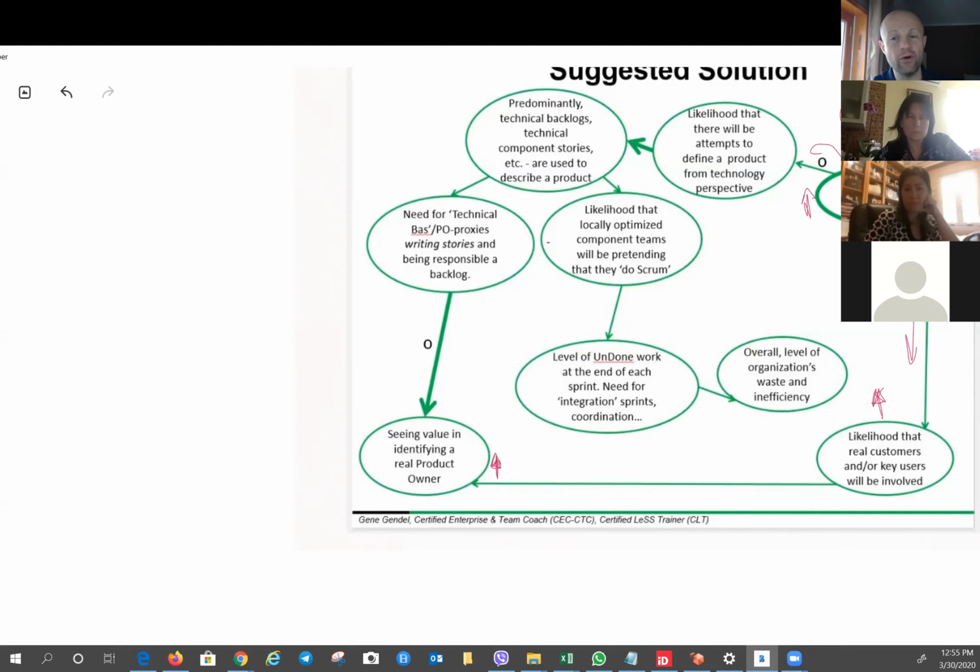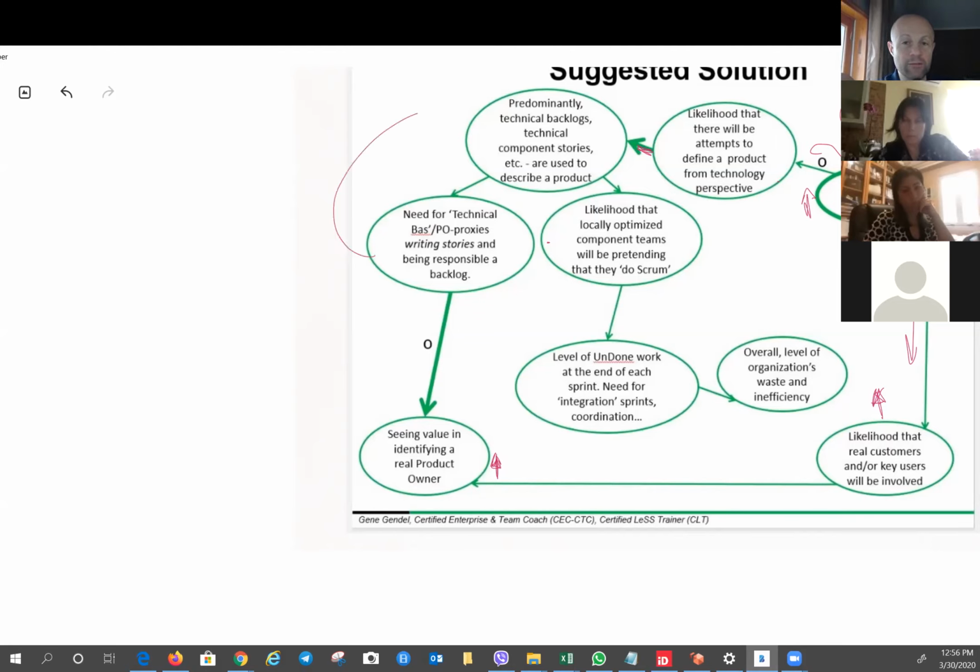Now, if you do have, unfortunately, a lot of technology centricity in the backlog, then there's going to be a dramatic effect, and notice this area is thick, on predominantly technical backlogs and technical component-centric stories, things that are really not customer-centric being falsely used to define a product. And then there will definitely be the need for technical BAs and product owner proxies writing stories and being responsible for the backlog, as opposed to a product owner being responsible for the backlog, at least from the standpoint of prioritization.